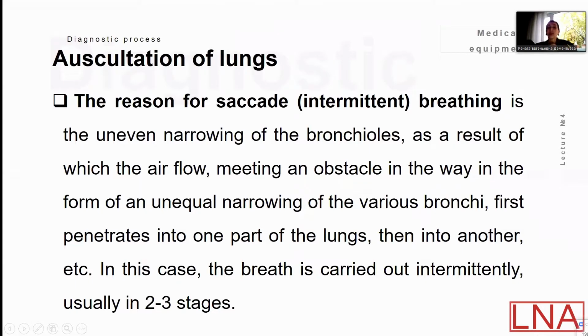The last type of vesicular breathing is saccadic, or intermittent, breathing. The reason for it is the unequal tone of the bronchioles in different parts, as a result of which the airflow meets an obstacle. This unequal tone of the various bronchi works like an obstacle in the way of the air, so the air first penetrates into one part of the lungs, then into another part of the lungs. In this case, the breath is carried out intermittently, usually in 2 or 3 stages.